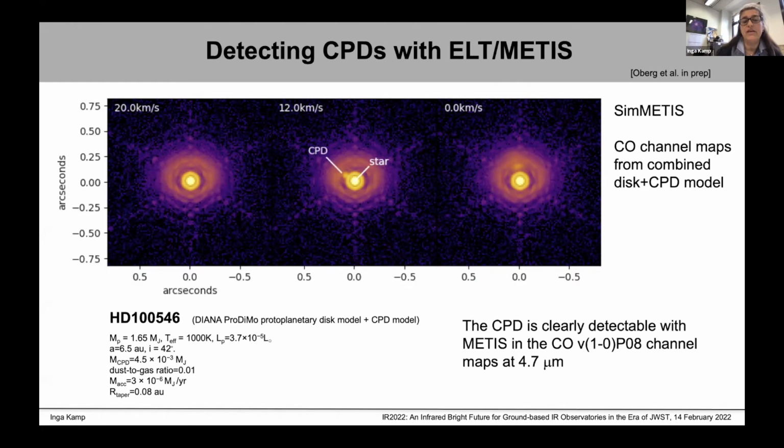So what you see here is a simulation of one particular planet, again in the system HD 100546, that we placed in the inner cavity, and we clearly see the signal in the channel of 12 kilometers per second to the upper left here. And so that is the prospect, that we can really go into characterizing the material that sits in these circumplanetary disks.